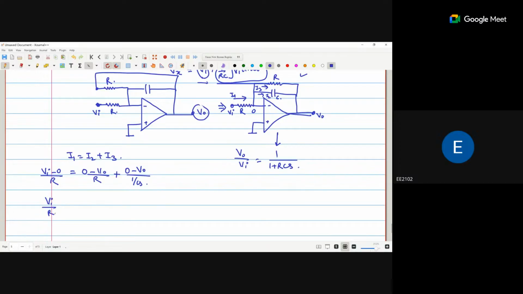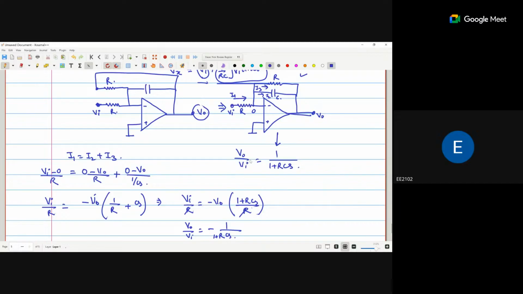So Vi by R is equal to minus V naught, I am taking common, 1 by R plus 1 upon 1 by Cs, that is Cs. Okay, so Vi by R is equal to minus V naught times 1 plus RCS upon R. So both R will be cancelled out. So V naught upon Vi is nothing but minus 1 upon 1 plus RCS.